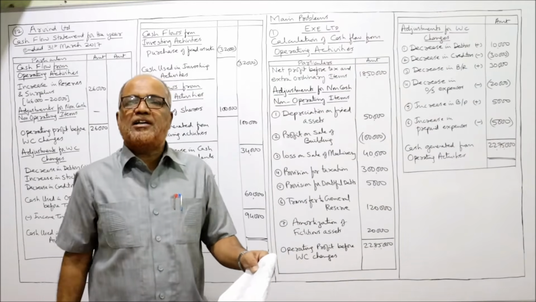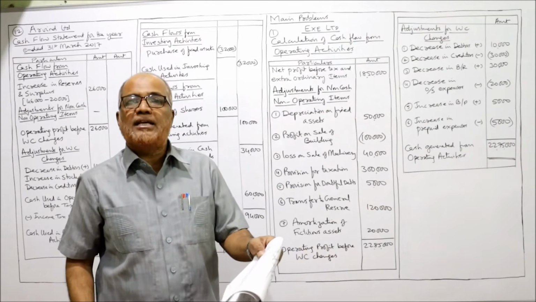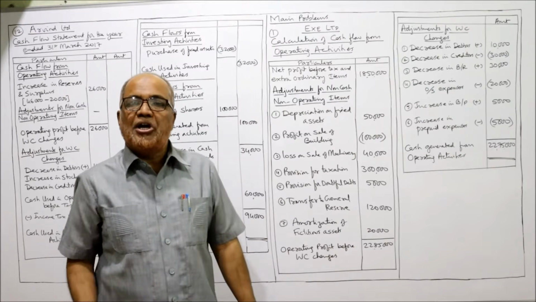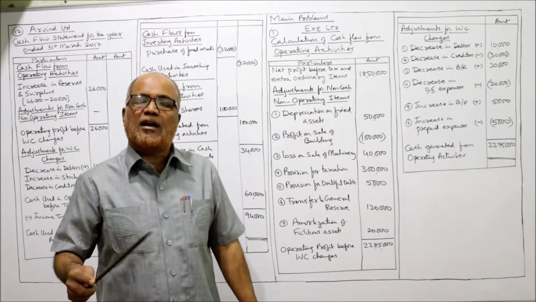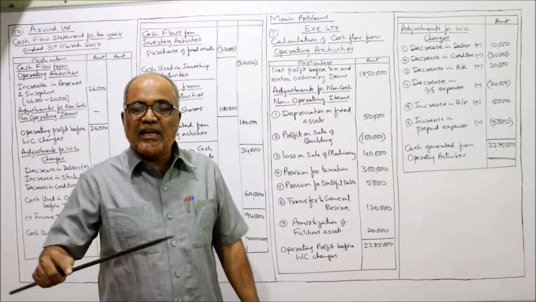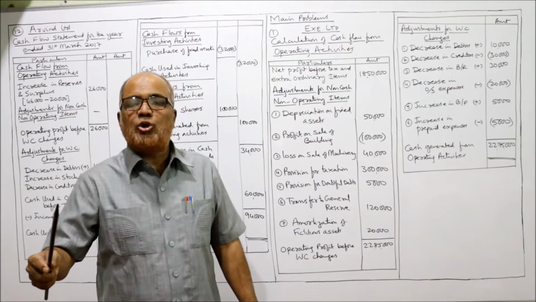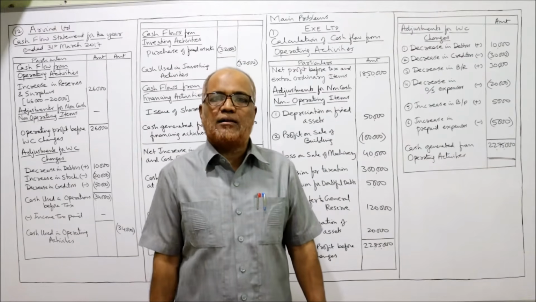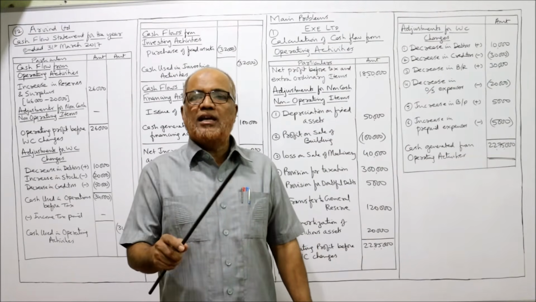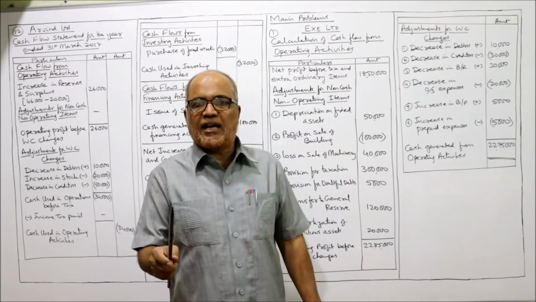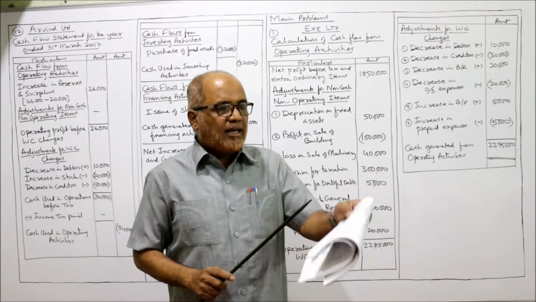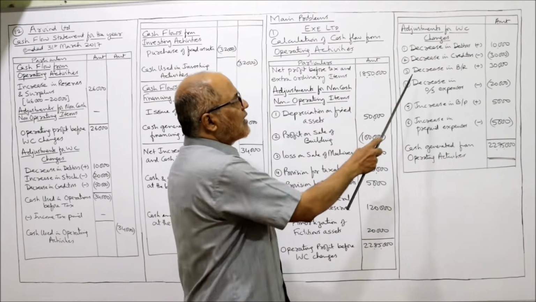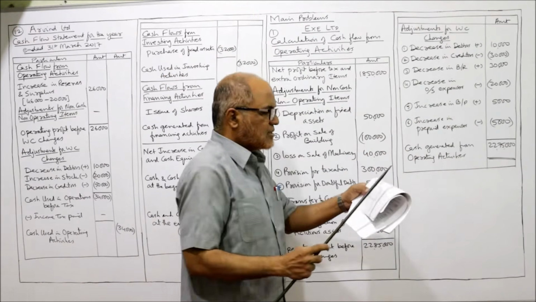Next, creditor is a current liability. Last year 1,20,000, current year 90,000. Decrease in creditors, deduct. The first rule: increase in current liability and decrease in current asset should be added. Here creditors are decreasing, so it should be deducted. So decrease in creditors, minus.